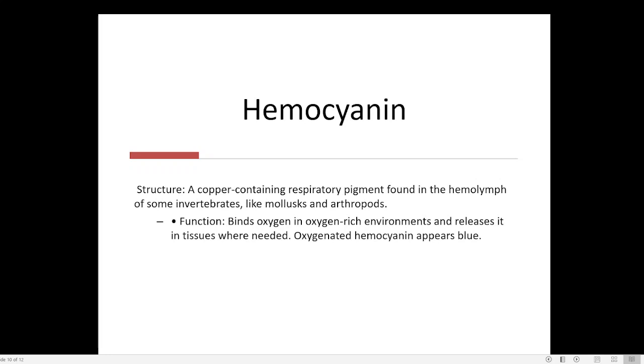Then another pigment is known as hemocyanin. Hemocyanin is found only in invertebrates like mollusks and arthropods. Here it is a copper containing pigment. That is why hemocyanin is blue in color. The function of hemocyanin is that it binds with oxygen in an oxygen-rich environment and releases it to tissue. The same way hemoglobin is working, hemocyanin is working, but it is blue in color because of the presence of copper. So oxygenated hemocyanin appears blue. That is the nature of hemocyanin.